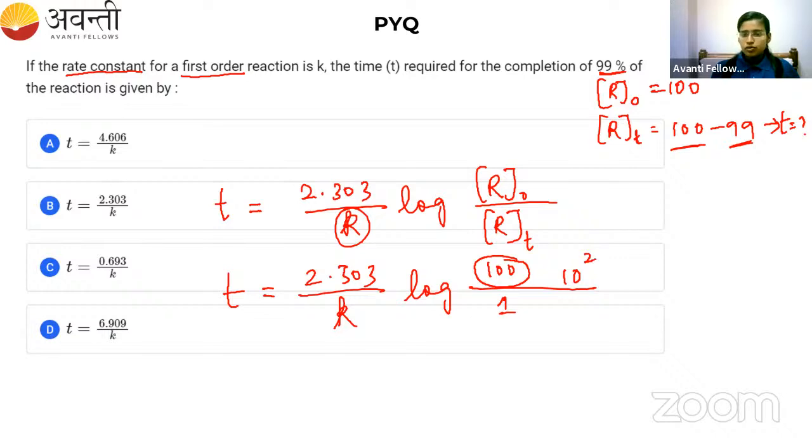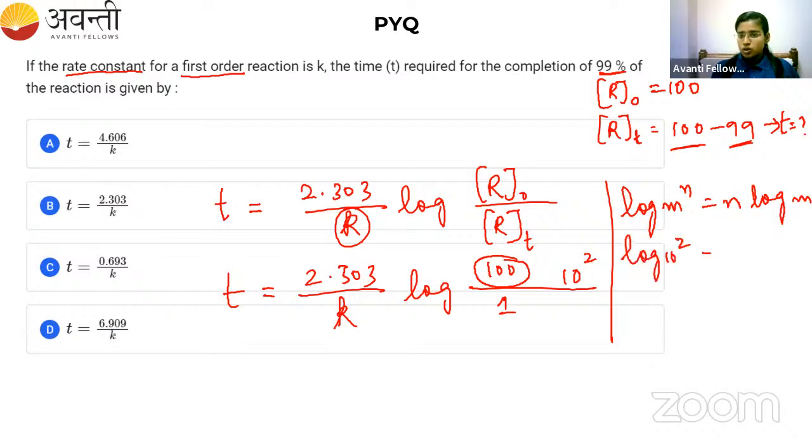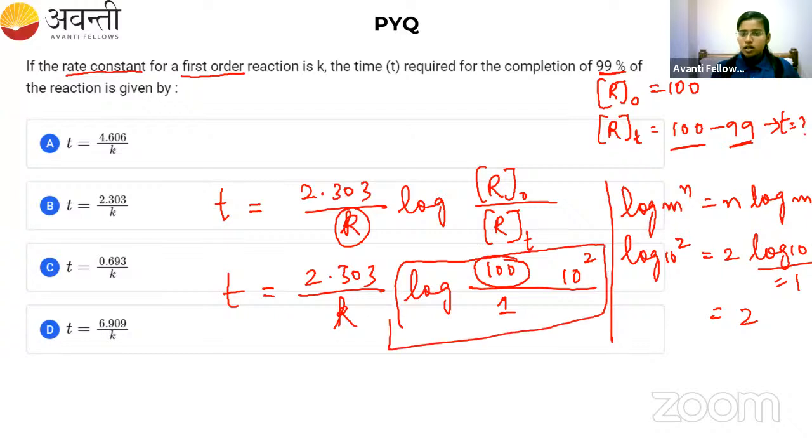So yesterday I gave you one formula, right? What is log of m to the power n? It is n into log m. So we have log of 10 to the power 2, which is equal to 2 into log 10. And log 10 value is how much? Did you guys study the values of log? Some log values I gave you yesterday, right? Yeah, very good. Log 10 is equal to 1. So 1 into 2 is 2. So the answer for this entire term is going to be 2.